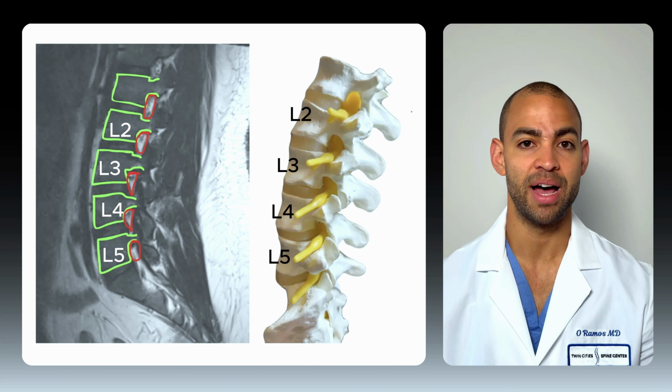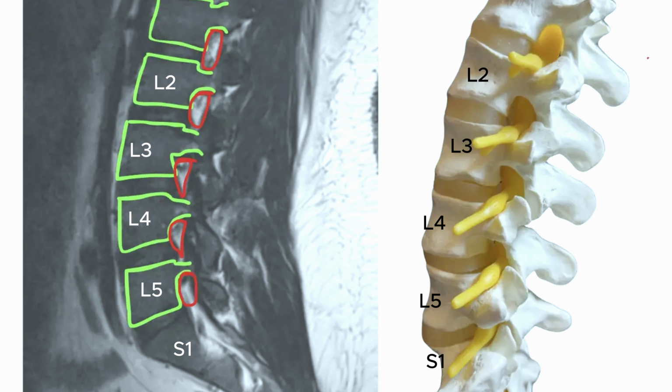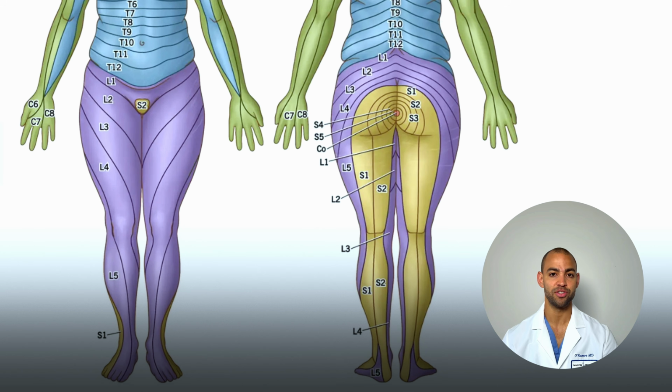L5 is the level I see compressed most often. It exits between L5 and S1, and is most commonly herniated at this level. The L5 sensory territory runs down the lateral outer aspect of the leg, across the top of the foot, the dorsum, and into the first web space between the big toe and the second toe, and the great toe itself.